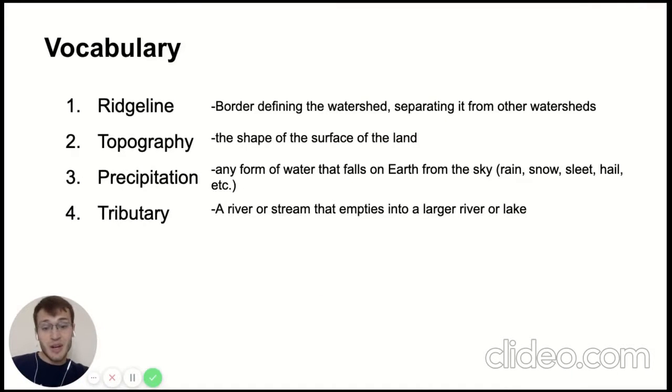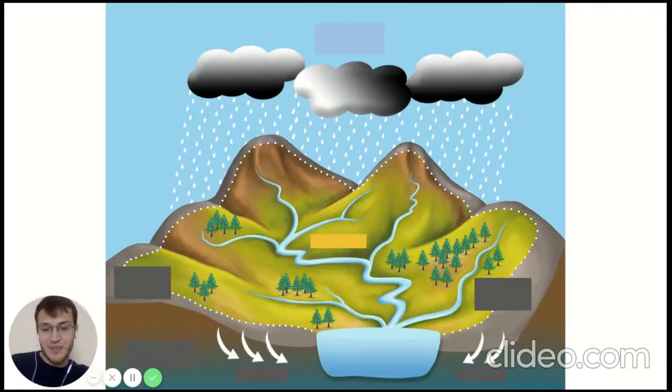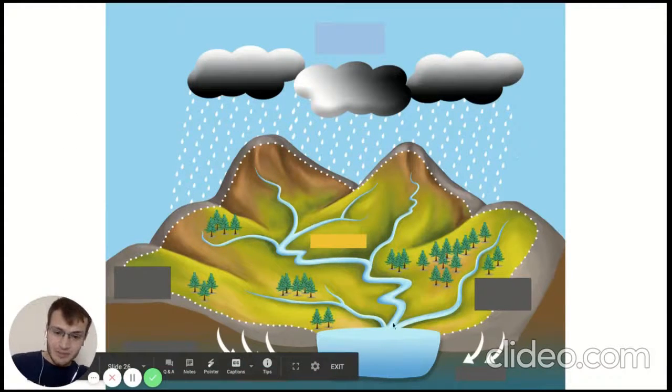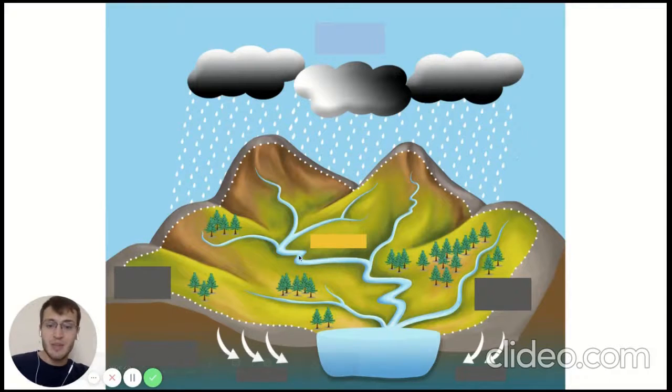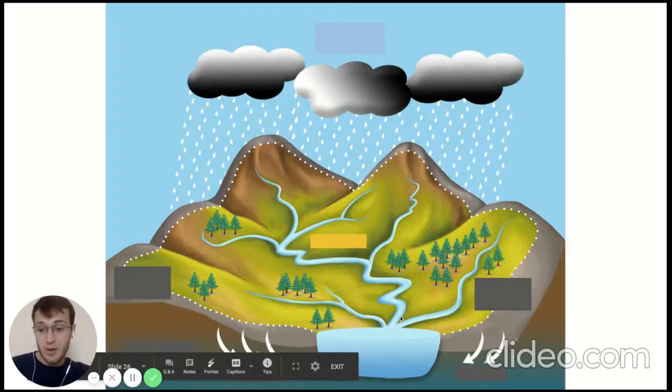All right, 4, a tributary. A tributary is a river or stream that empties into a larger river or lake. So in this example, here is the main river. It's the biggest river, and it probably goes up this way. All of the little rivers that lead into the main river are tributaries. So these are all tributaries, all these little rivers. Tributary, tributary, tributary. They're all leading into the big river.